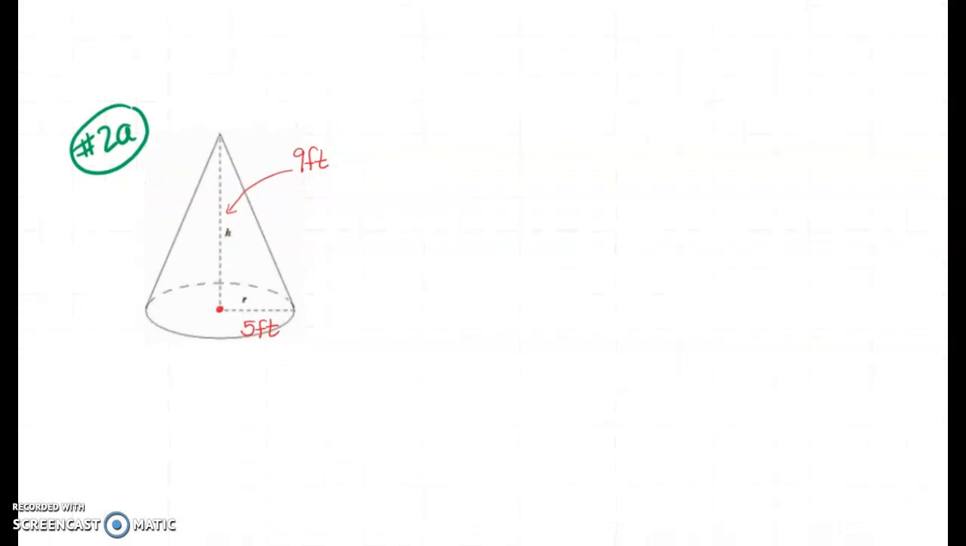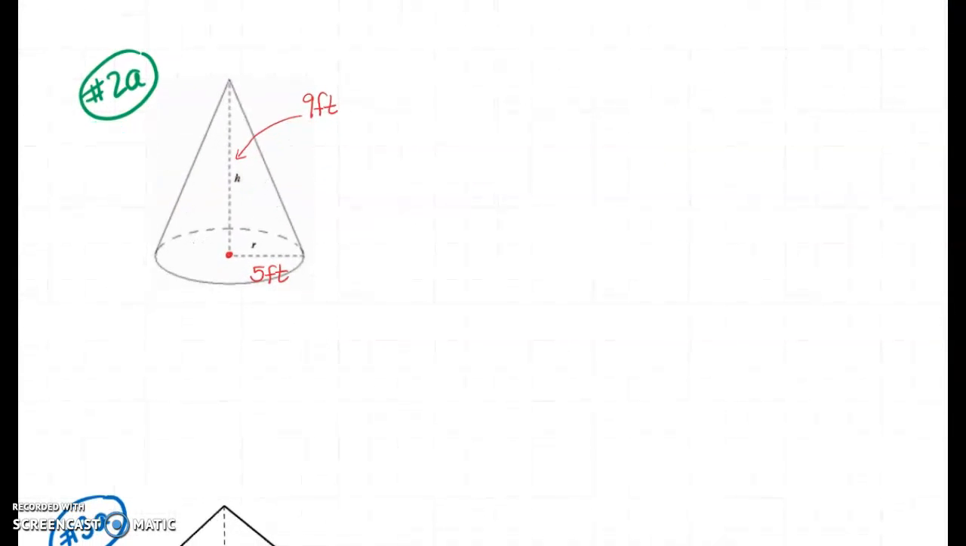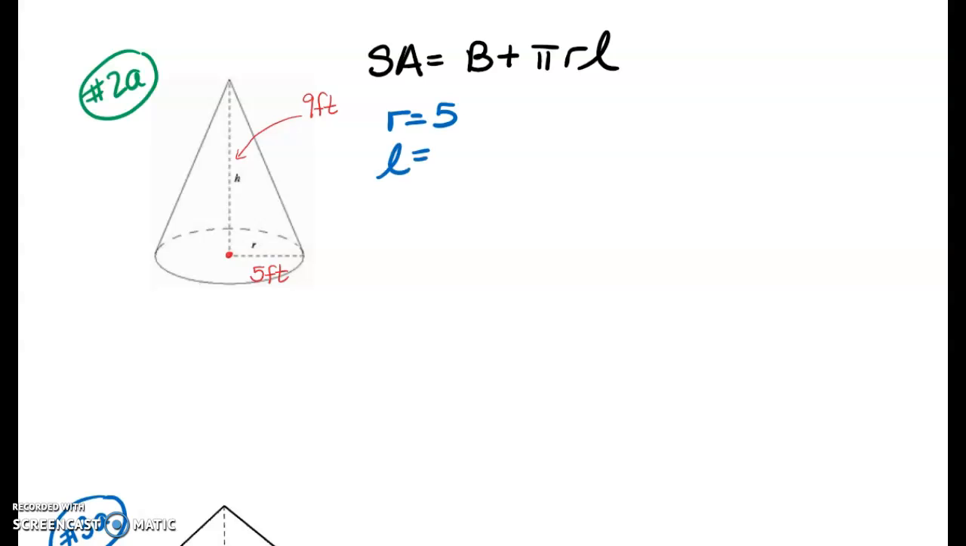All right, so this is a lot like 2A. So again, I'm going to be using my formula for a cone. Surface area equals my base plus pi r times my slant height. So I know I have r this time. R is 5, but I don't have my slant height. So let's go figure that out.